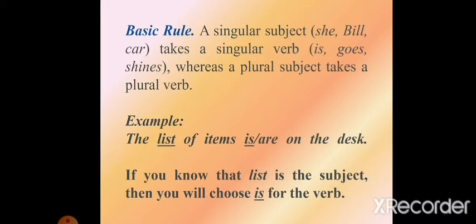The list of items is on the desk. Or you could have said the items are on the desk. But here we are talking about the list. So the list of items is on the desk. Do you understand, children? First of all, you have to identify the subject. Now, when we have identified the subject in the sentence, the subject is singular, list. So you will naturally use the verb in the singular number. And if the subject is plural, you will use the plural verb.